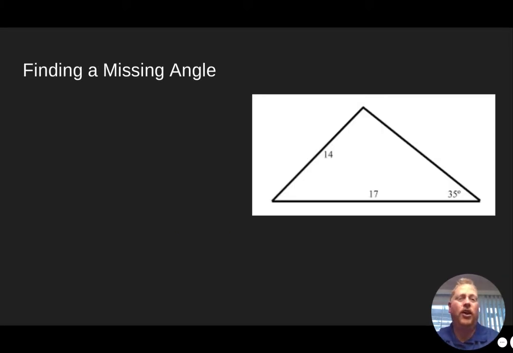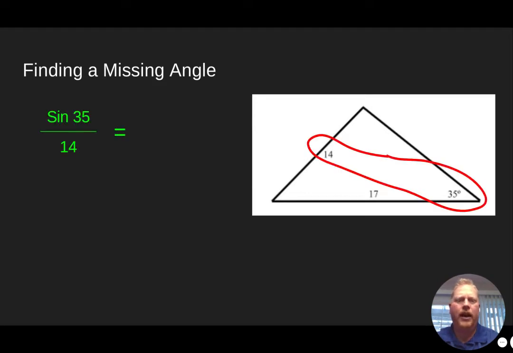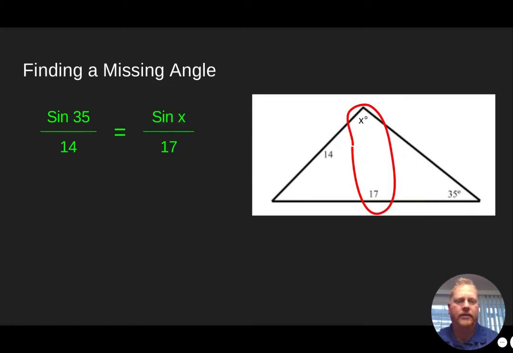So we can also use the law of sines to find a missing angle. And we'll set it up the same way. I've got an angle and the side opposite of that. So I'll set it up as sine of 35 over 14. And then I'm going to find angle x, which I just drew the x in there. But that's the only angle I can find if I know that that side is 17. So then it's the sine of x over 17. Okay? So let's let that setup sink in for a second.